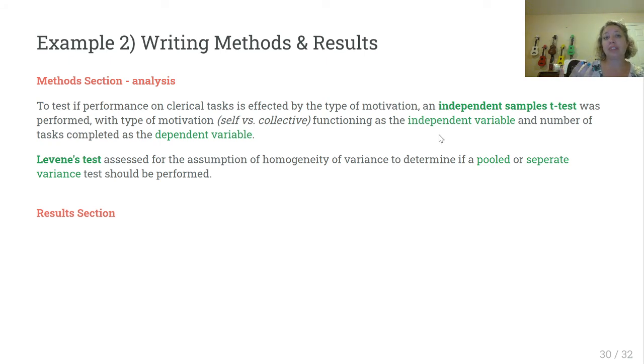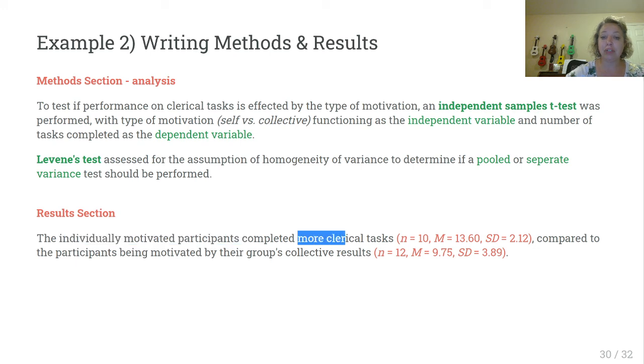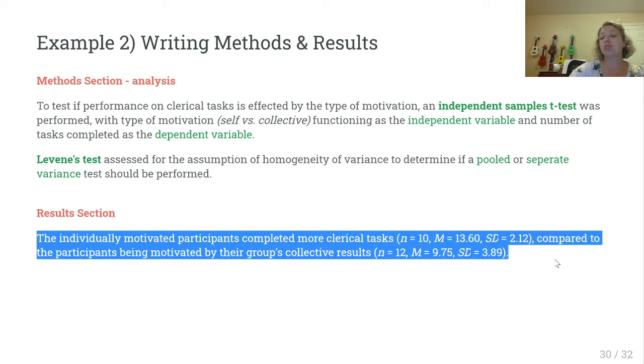Start results, we might want to summarize and eyeball the descriptive statistics. So individually motivated participants did complete more clerical tasks. And then in parentheses, I'm going to put the means and standard deviation, and I'm tucking the number in each group inside these parentheses as well. If you have multiple summary statistics in the same set of parentheses, separate them with commas. Again, summary statistics within a sentence should be in parentheses. So I'm using a sentence to give them the descriptive statistics.